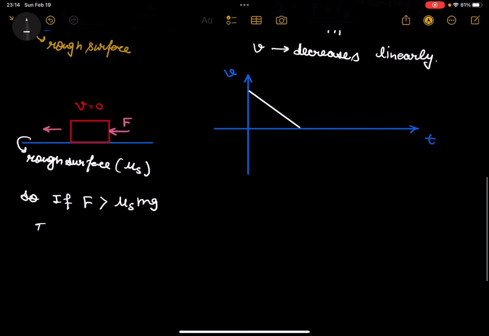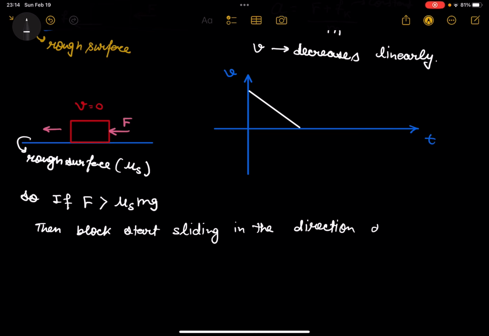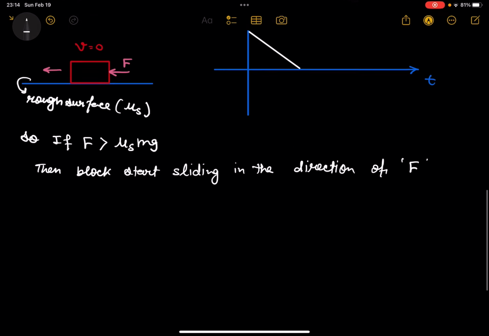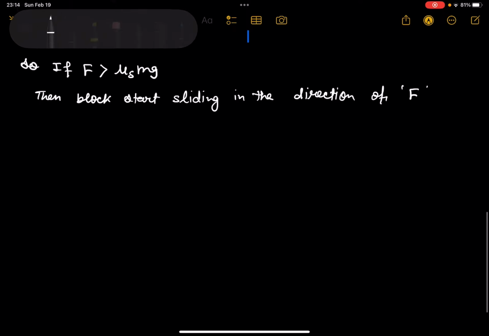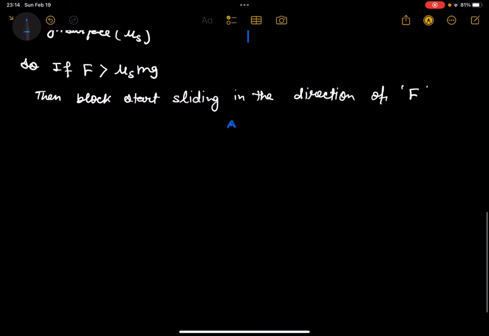in the direction of capital F. Okay, so what situation will happen? I want to know this clearly. So again I want to draw the curve, velocity versus time.